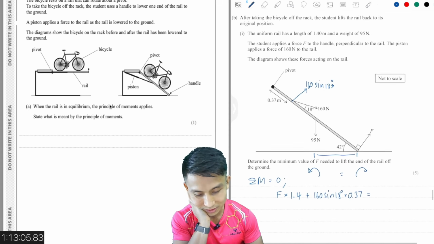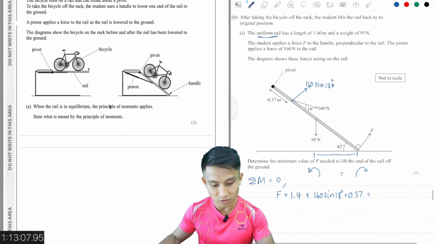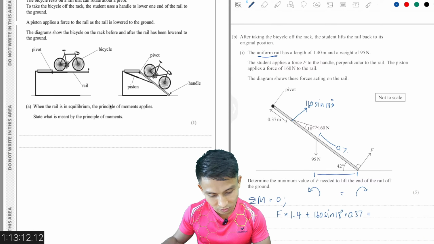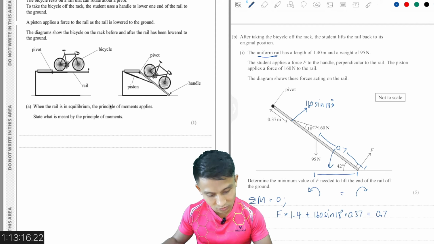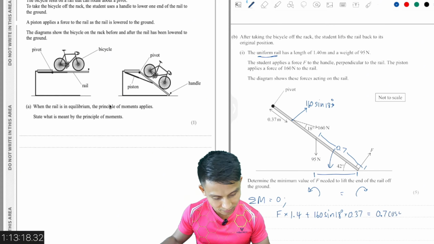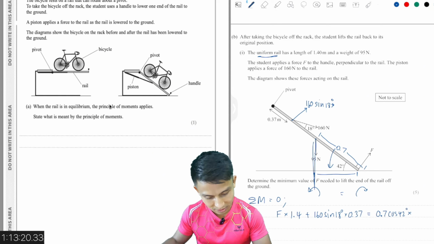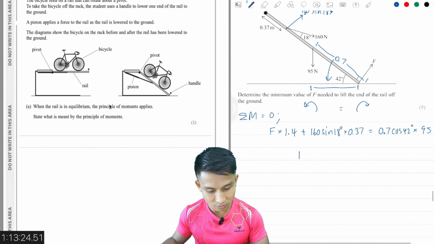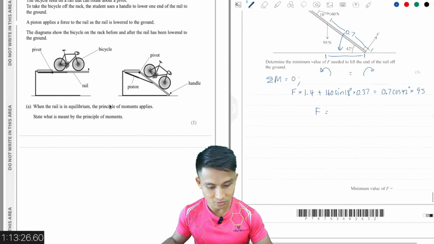So I'm just going to do this perpendicular distance like this. Because the weight is at the center, this is a uniform rail. So this length is 0.7 here, so it's going to be 0.7. Well, you resolve that down, so it's cos 42 multiplied with the perpendicular force, which is 95. Okay, so that would be everything I need to do.